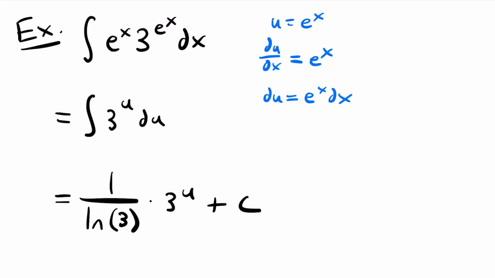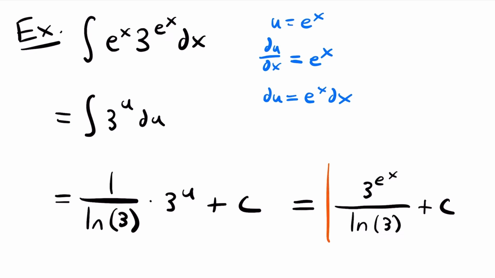And so now we have one more step, and that's just to replace u with what we set it equal to, which is e to the power of x. And so our final answer is that this is equal to 3 to the power of e to the power of x divided by the natural log of 3 plus c. And that is the solution to this integral, which would also be the antiderivative of this function.